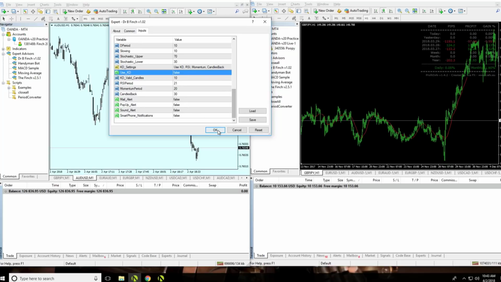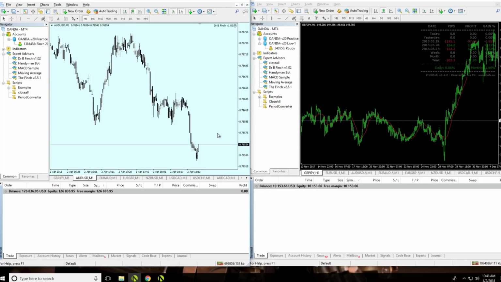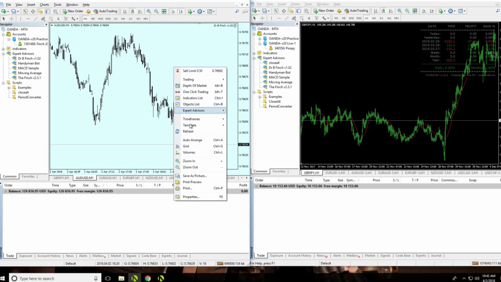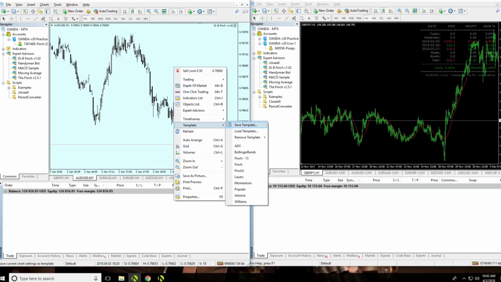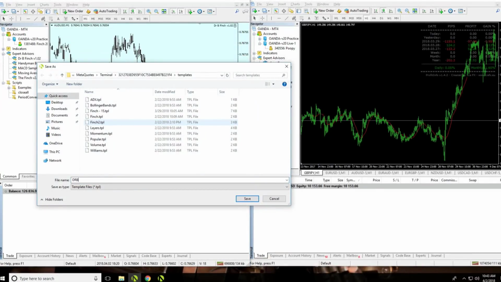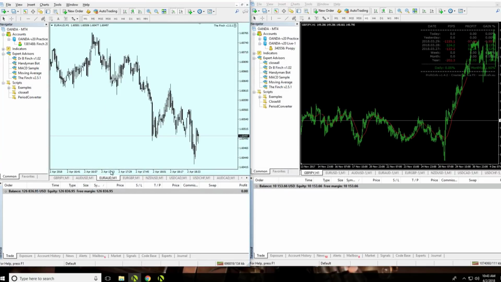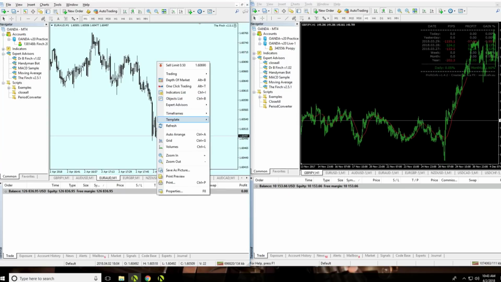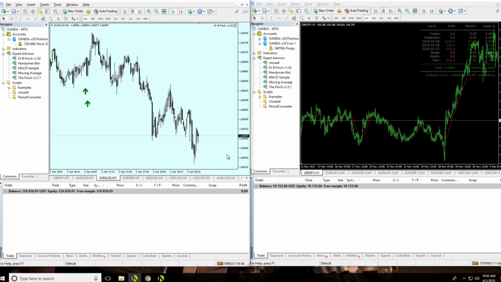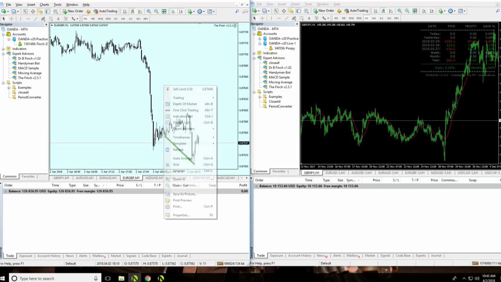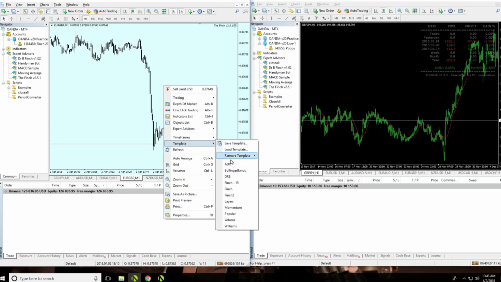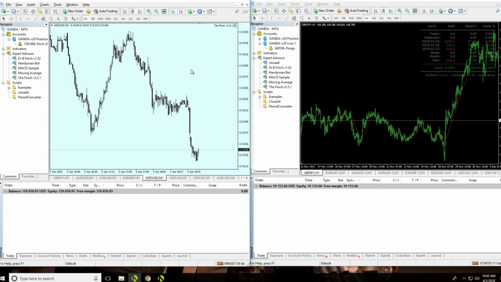All the other settings remain the same. We click OK. And now what I will do is I will save this as a template. And I will call this template Dr. B, DRB. Now I can go through every 1 minute chart, choose template, Dr. B, and suddenly my Dr. Bill Finch will begin to run on this screen.